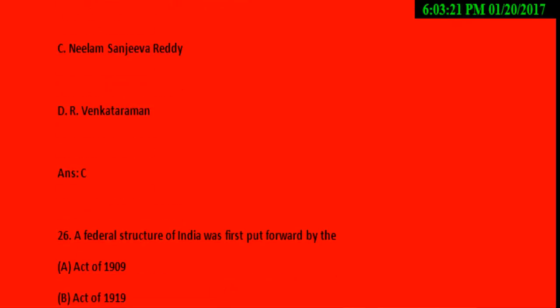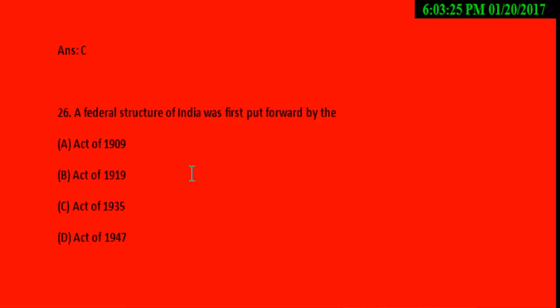Next is, a federal structure of India was first put forward by Act of 1909 or Act of 1919, and Act of 1935 or Act of 1947. So B is the answer, Act of 1919.